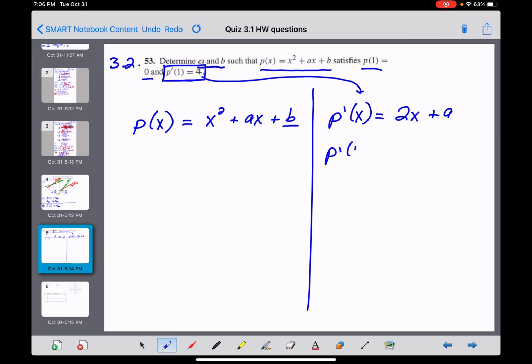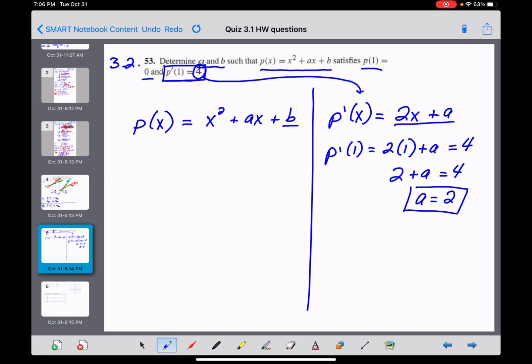P prime of 1 means that everywhere in this expression that there was an x, we can replace that with a 1. So this becomes 2 times 1 plus a, which is still unknown, but they told us that the value of p prime of 1 is 4. Oh, okay. So the 2 times 1 is a 2 plus a, which equals 4. And then I can just subtract that 2 from both sides, and I have figured out that a is equal to 2. That wasn't that bad.